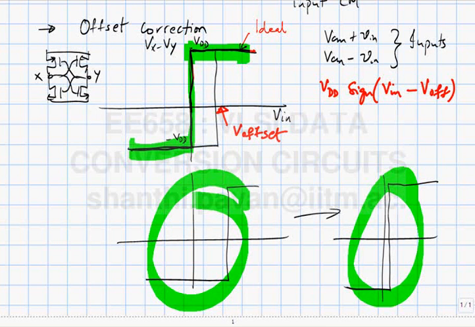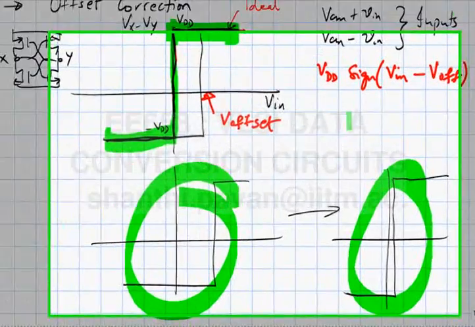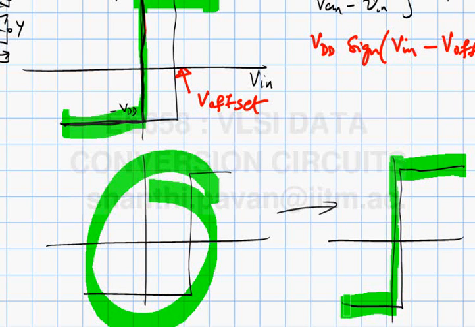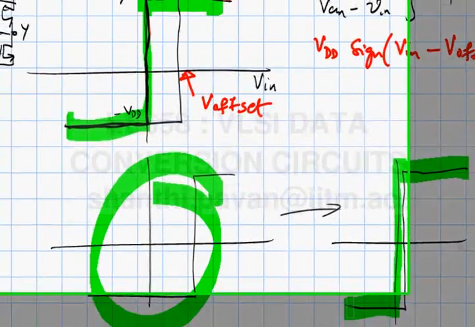Another way of looking at it is simply to scale the V in axis. Correct? And how much should you scale it by to make sure that the resulting characteristic is actually like this? How much would you have to scale it by for the threshold to look like that? By an infinite value. Correct? Does it make sense?